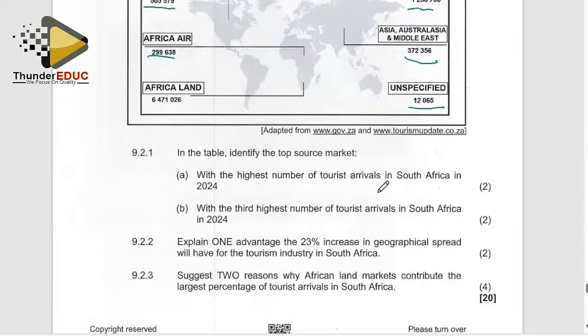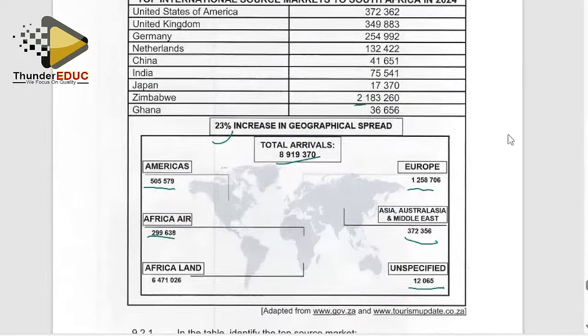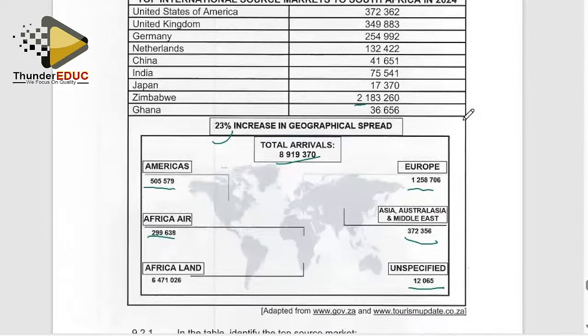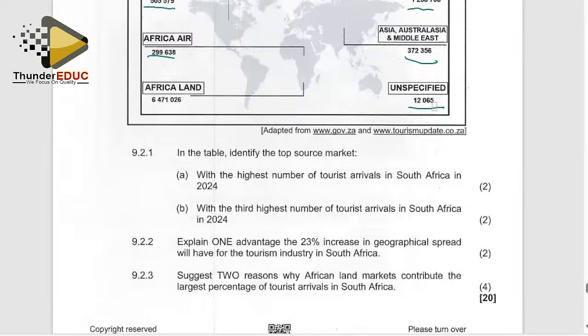The top source market, from the table. So it refers to the table. So the top source market, where most of the tourists are coming from. If you look at these numbers, you find that the top source market there would be Zimbabwe. They actually originate from there. This is the top source market, standing at 2,183,260. So the correct answer there is Zimbabwe.